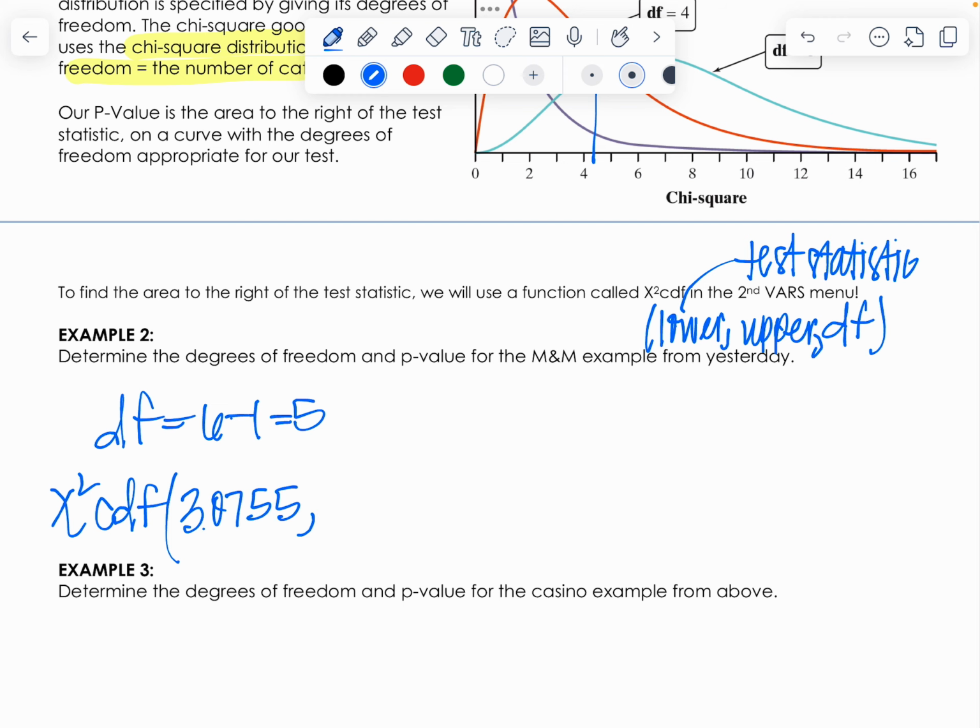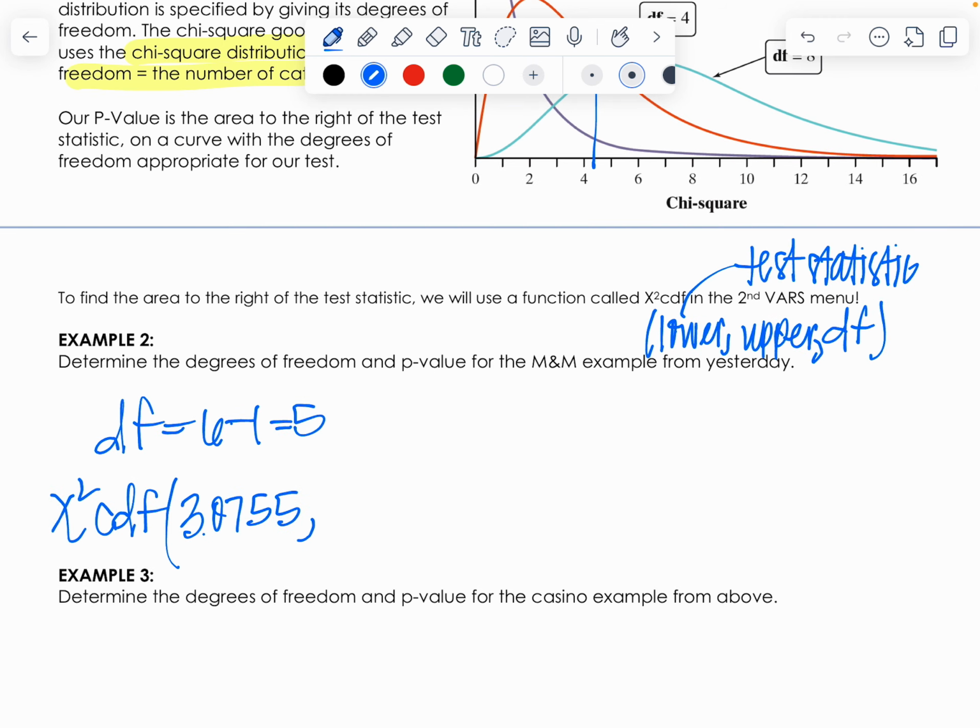Then remember we shade all the way to the right, so up to 1,000 or 10,000 with 5 degrees of freedom. All right, and so if I punch that in my calculator, I've got 3.0755 to 1,000 with 5 degrees of freedom. And I get a p-value of 0.6883.